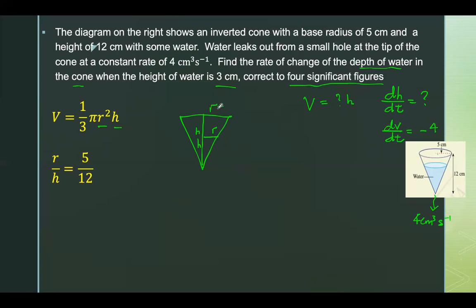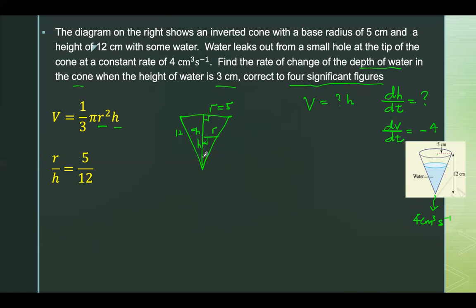So R original is 5, okay? Here the original is 12. So we find the ratio. The ratio must be the same lah, because R over H should be equal to 5/12, right? 5/12. You already learned this before, huh? So it is because it is a similar triangle. Okay, so therefore R over H equals 5/12.